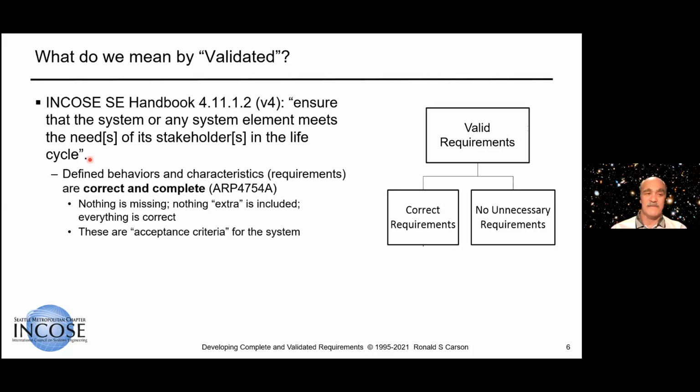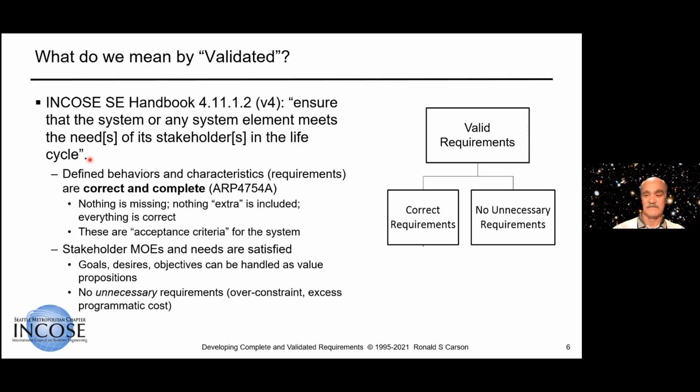So we have valid requirements. That means we have only correct requirements, that they are correct and complete. That's language out of ARP 4754A, which is about systems engineering for commercial airplanes. And we have no unnecessary requirements. So complete meaning nothing is missing, and correct meaning nothing extra is included, and everything that's included is correct. And if we have that, then we'll really have the acceptance criteria for the system and the collection of requirements.